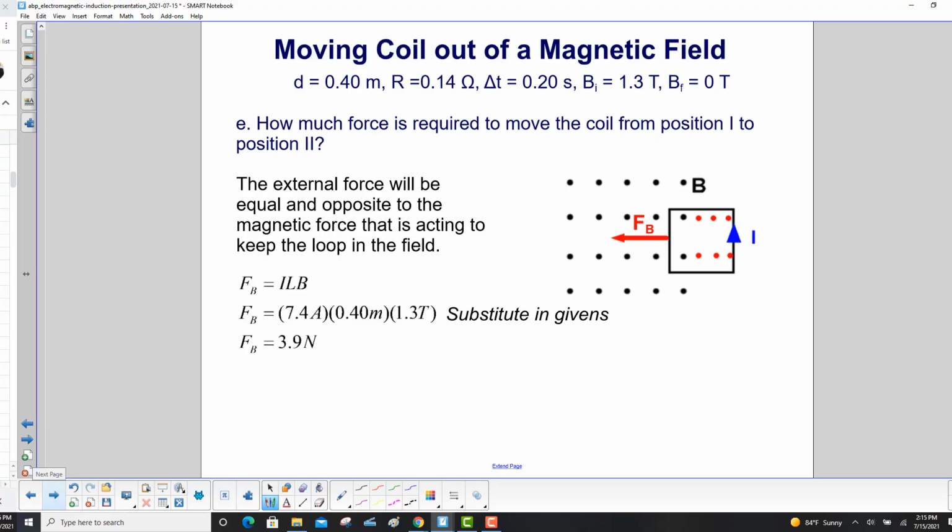How much force is required to move the coil from position 1 to position 2? The external force will be equal and opposite to the magnetic force that is acting to keep the loop in the field. And that's our F = ILB equation: current times length of the wire times the magnetic field. So you substitute in your givens. Here's the current, here's the length, and we're talking about this length right here, but since it's a square, it's the same for each side. But again, we want to talk about this length. And there's the magnetic field, and we get a force of 3.9 newtons.